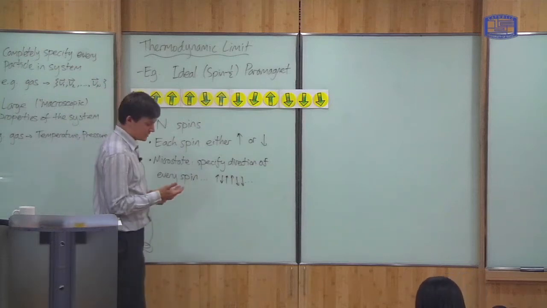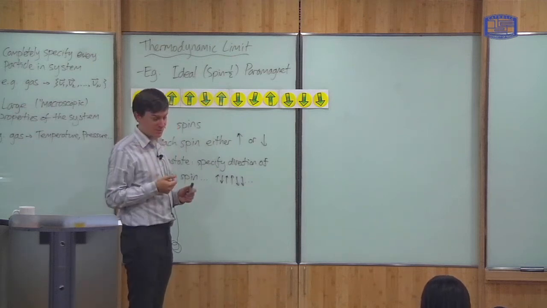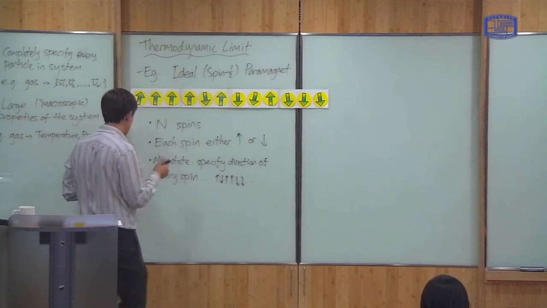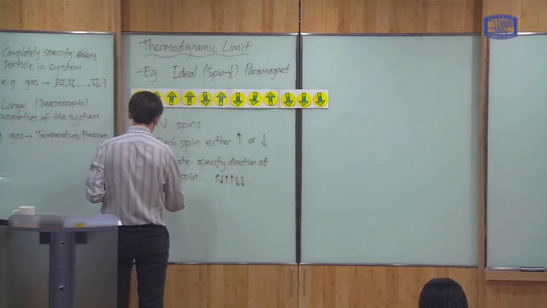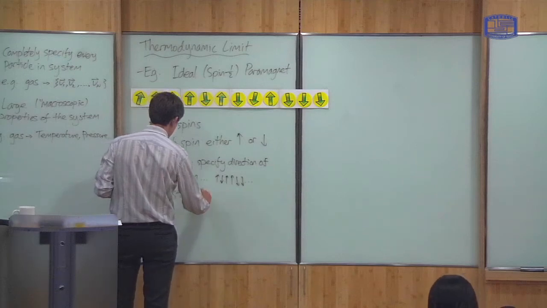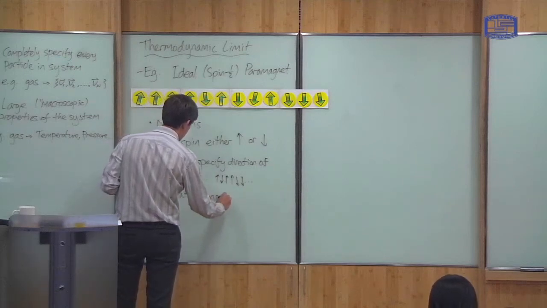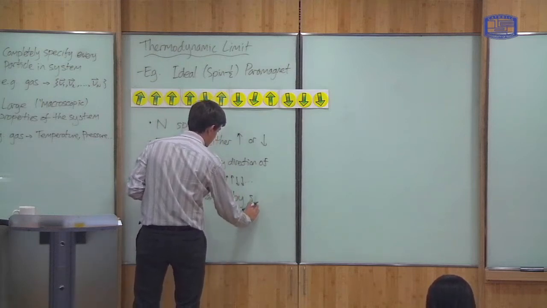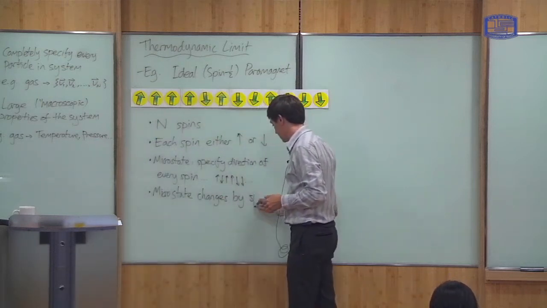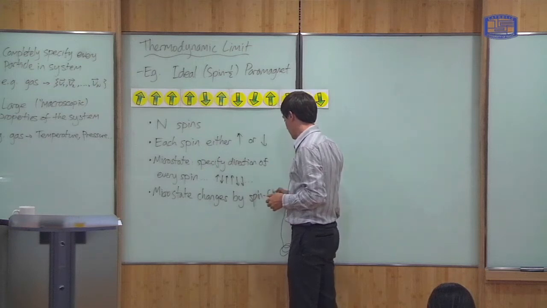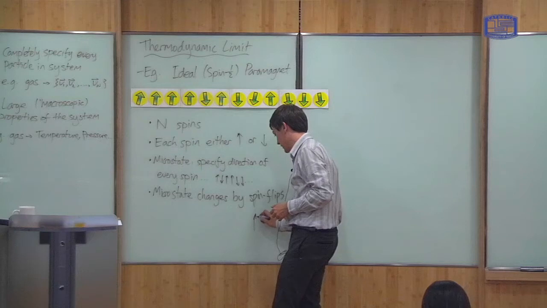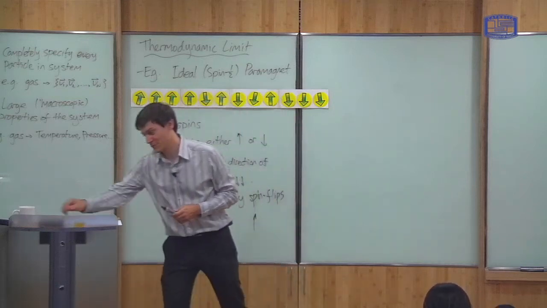And the microstate changes by spin flips, same as in the presentation. So a certain spin can change from an up to a down. Microstate changes by spin flips. And this simply means that what was an up spin can become a down spin.